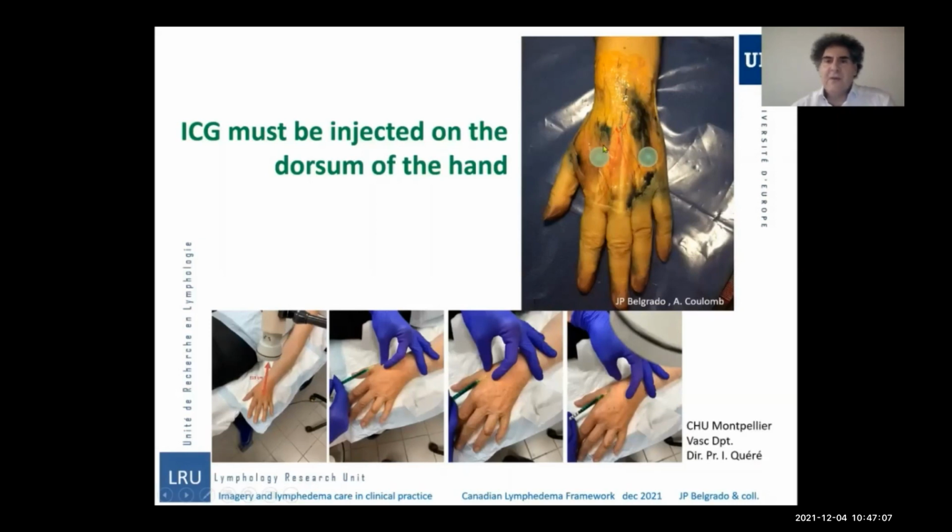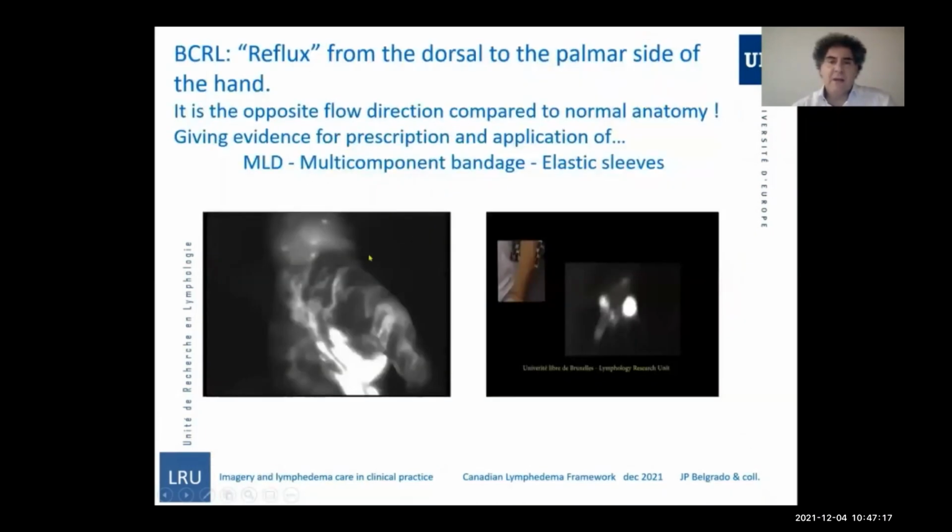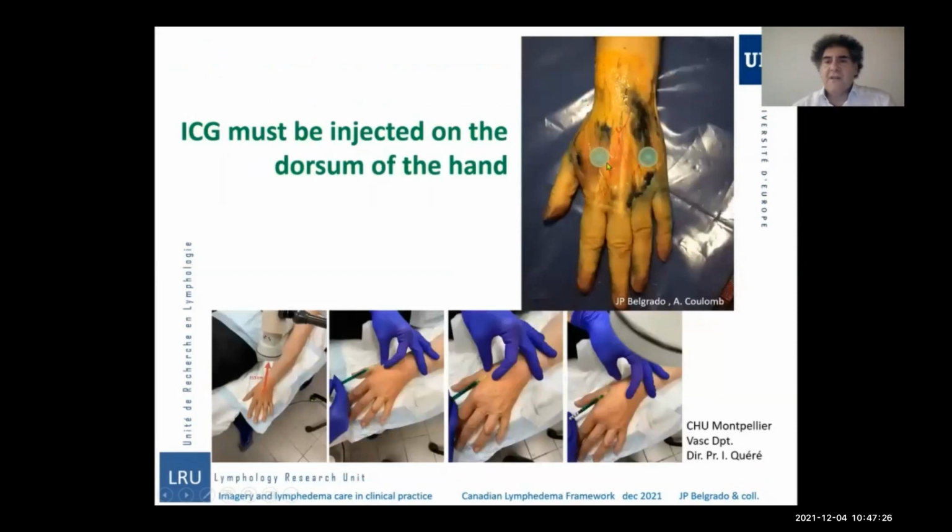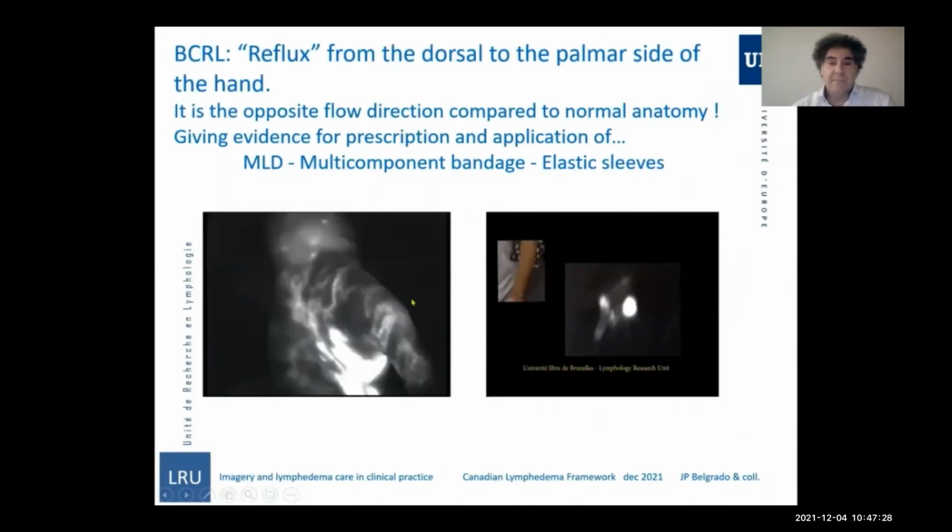Now, part of the fluids in lymph will reverse its drainage path. These fluids will go down into the digital spaces. They're going to pass through the side of the hand to reach the palm of the hand. And in this case, we're going to see a reflux in the palm of the hand, whereas the injection was made in the back, or the dorsum, of the hand.